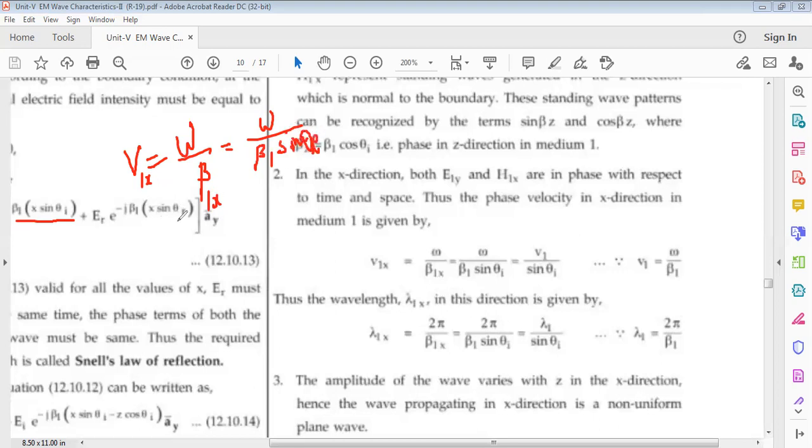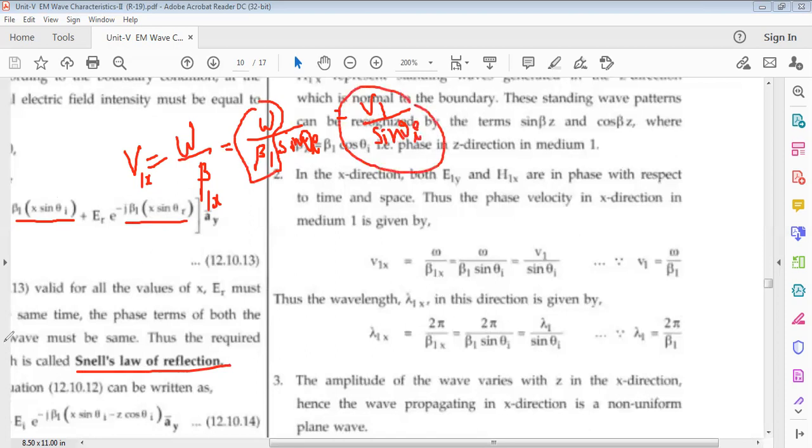According to Snell's law of reflection, theta R and theta I are both the same. So the coefficient in the x direction is beta 1 sine theta I, and beta 1 sine theta R is the same as theta I. So V1x, omega by beta 1 sine theta I, is equal to V1 by sine theta I.